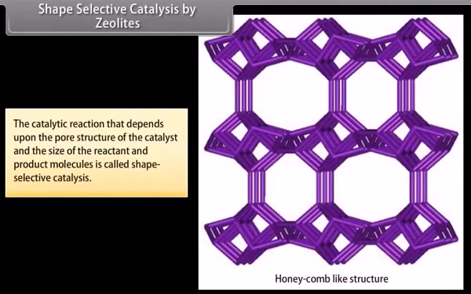Shape-selective catalysis by zeolites. The catalytic reaction that depends upon the pore structure of the catalyst and the size of the reactant and product molecules is called shape-selective catalysis.